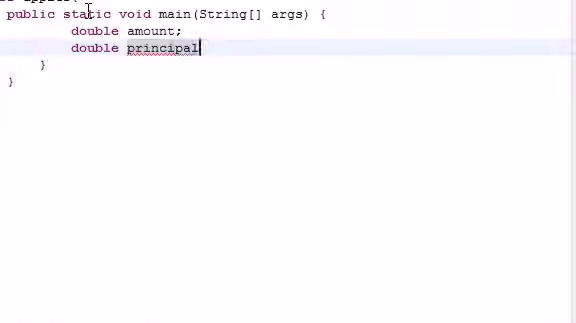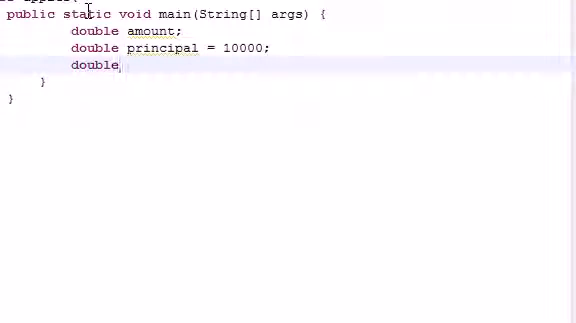Double principal, we know what this is, 10000, since that's how many subscribers I have to begin with. Don't put the comma there. So we have the amount and the principal, and the last thing we need is the rate. Double rate equals 0.01, since I'm gaining subscribers at 1% a day.